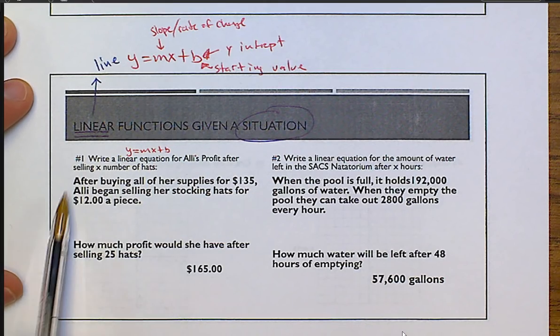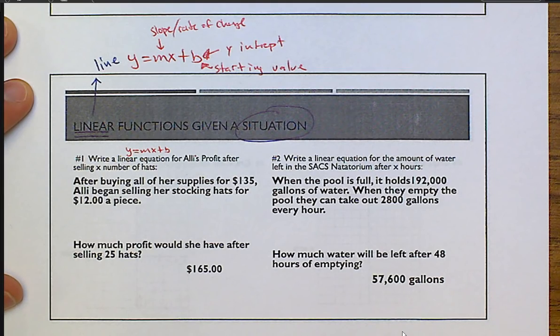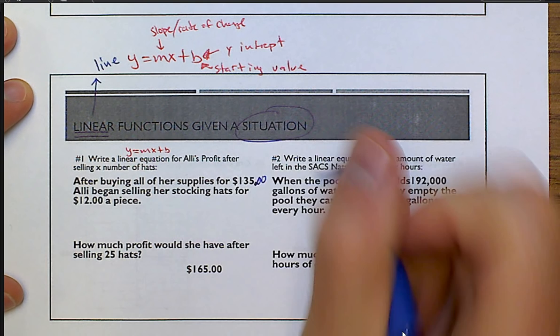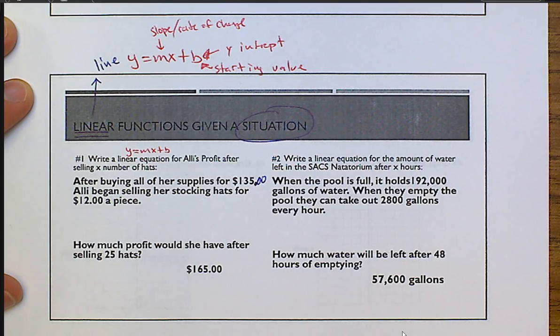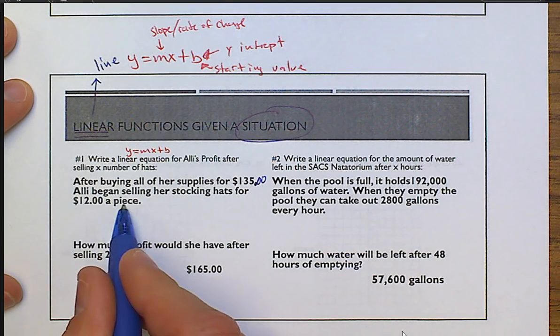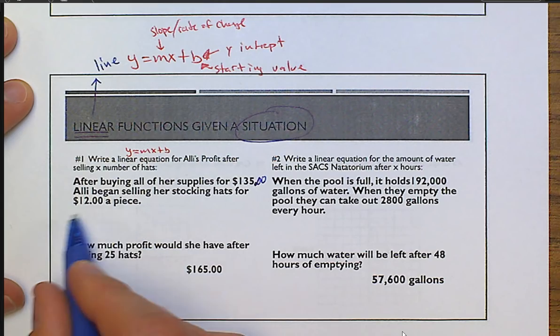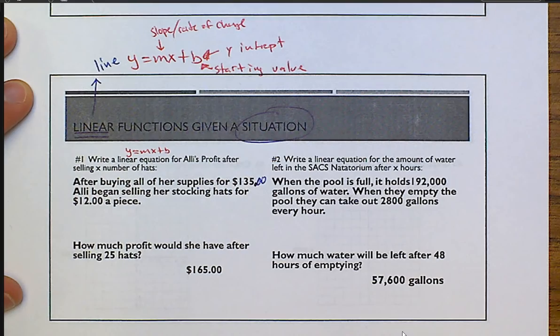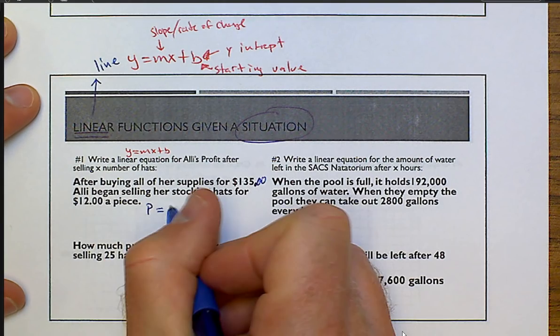Here's the situation. After buying all of her supplies for $135, Allie began selling her stocking hats for $12 a piece. So we want to write a linear equation that represents that. Anytime you see a rate, $12 a piece, $6 per hat, $7 per gallon, that is a rate that's going to be representing your slope. All right. So how much profit? So I'm going to go P equals, we're trying to find profit, $12 per hat.